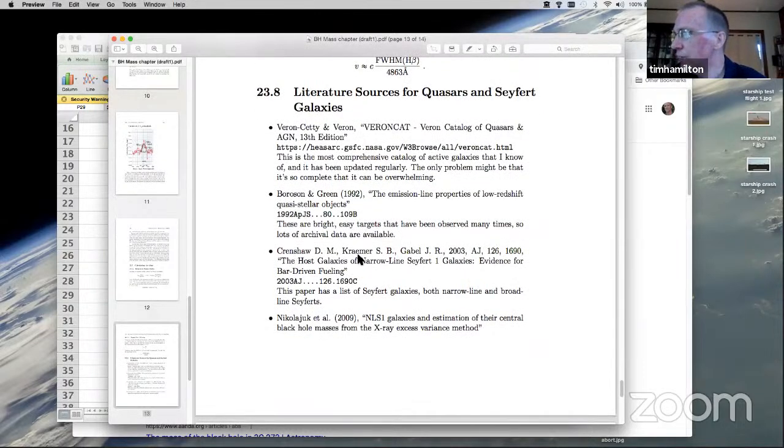Crenshaw et al. 2003, which is for narrow line Seyfert 1s. That's those where the broad lines are actually relatively narrow, which implies that they have smaller black holes. But they also have narrow line and broad line Seyferts. So that'd be a good project, comparing the masses of the broad and the narrow line Seyferts to see if they do seem to have different mass black holes, which we think that they do.